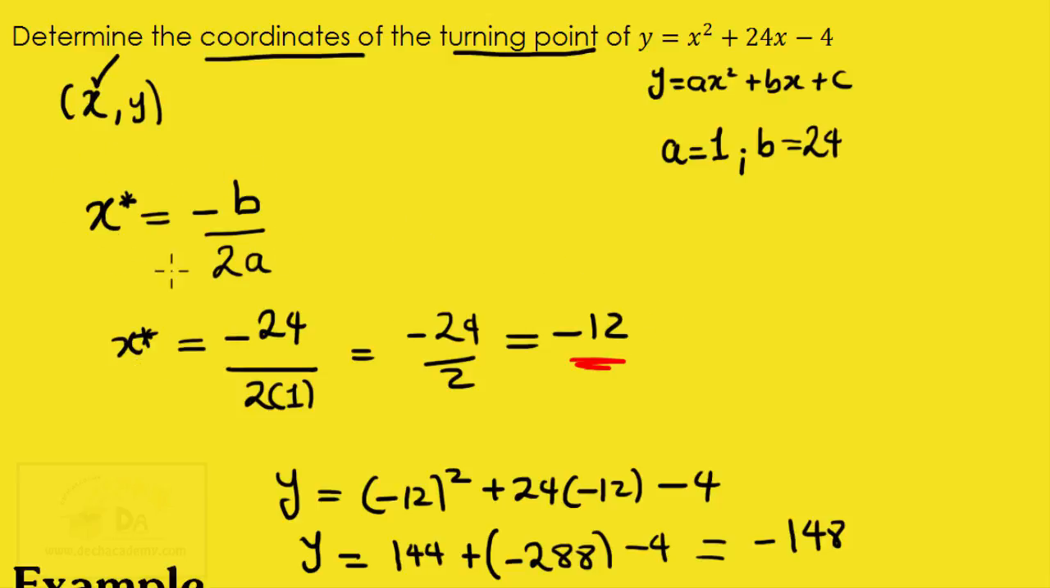Remember, we use this formula to determine the x coordinate of our turning point as minus 12. So we have the x coordinate. Good. But for the y coordinate, you have to find the corresponding y value to this x value. You replace x with minus 12 in the equation to determine the y value. So we have y is equal to minus 148. And that's the y coordinate of the turning point. So now we have the full coordinates of the turning point. Now we don't know whether the turning point is a maximum or a minimum. We can determine that if we sketch this graph. But we now know that the turning point has these coordinates.